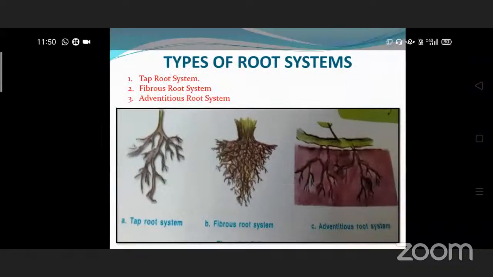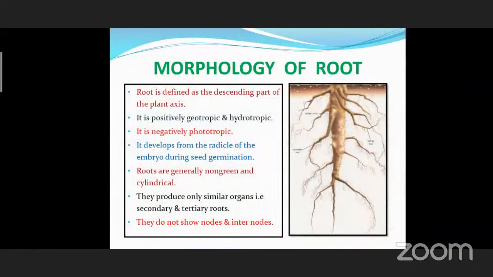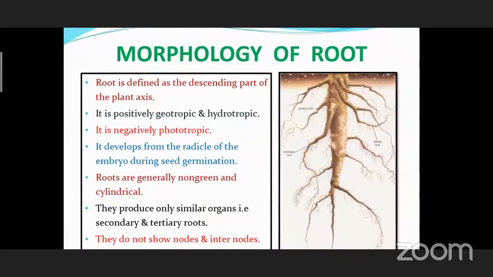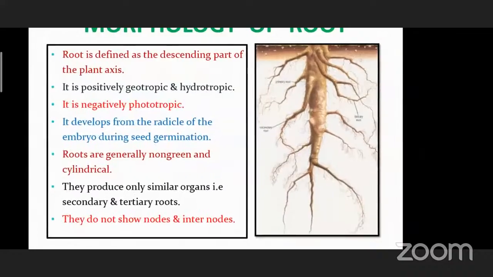Okay, we will go to the next slide. Morphology of root. See here, this is a root.